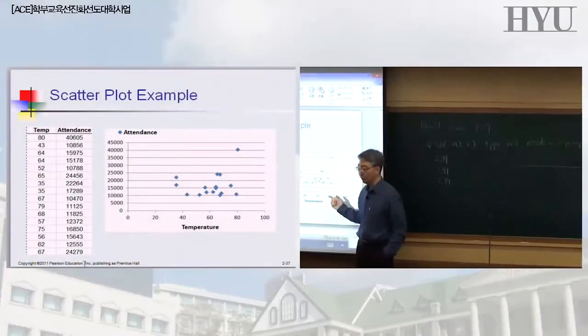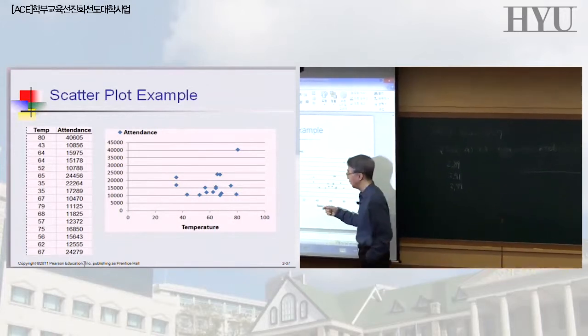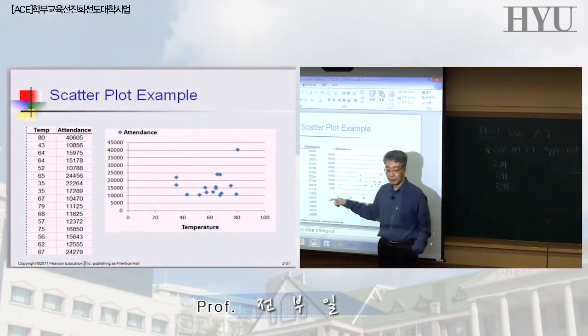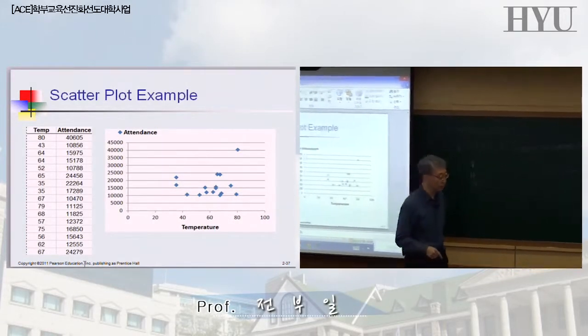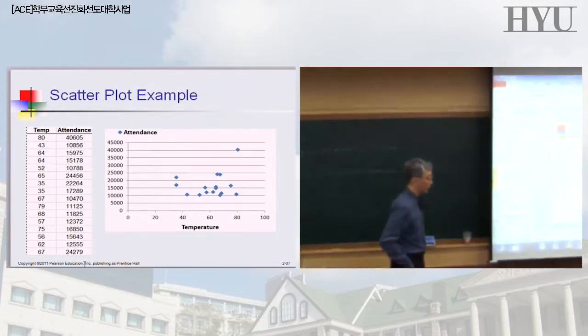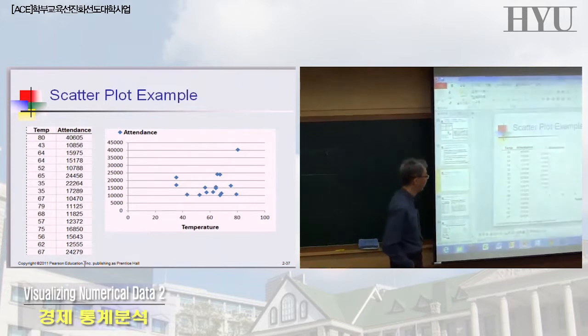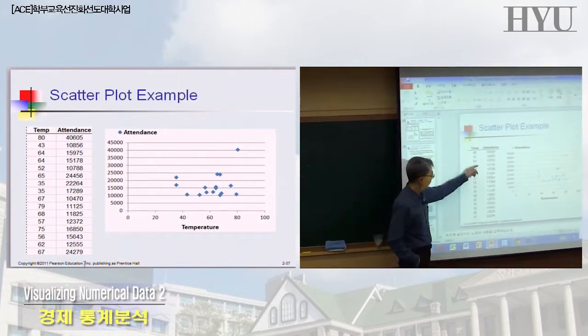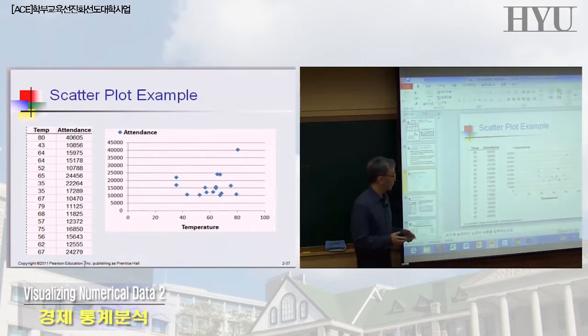Relationship between two variables, just like this here. I think I showed you this table, the baseball attendance table. I took just two variables from it, temperature and attendance. So the question is, is there any correlation or relationship between the two variables? Does the temperature affect the number of people who attend the baseball game?